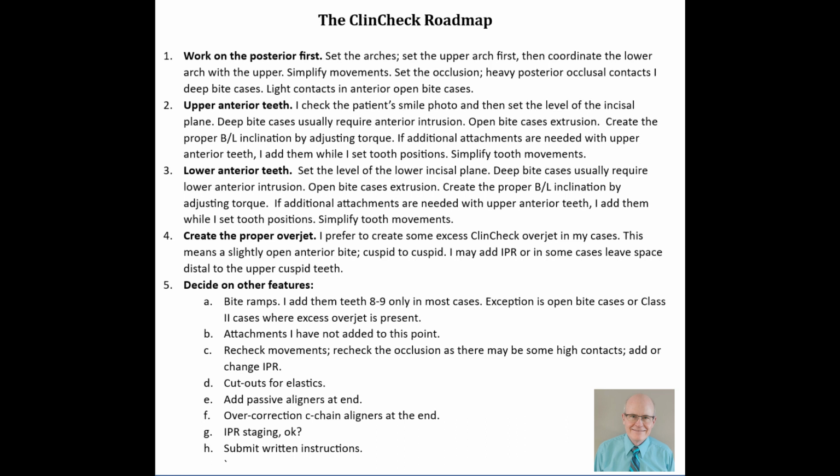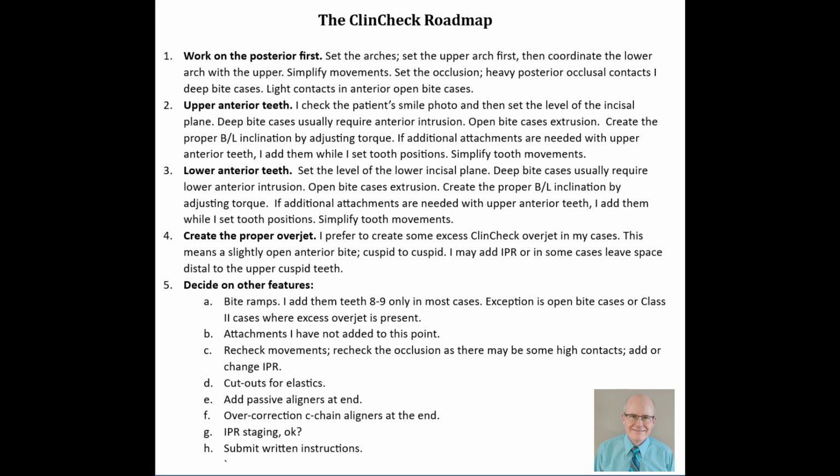So once I finish with the upper teeth, I just go down to the lower anterior teeth and I essentially do the same thing. I check the level of the lower incisal plane. In deep bite cases, they'll usually require anterior intrusion, so I make sure that there's enough intrusion. Open bite cases often will require extrusion. I check the buccal lingual inclination, just like I do with the upper anterior teeth, and if needed, I'll adjust the torque. If additional attachments are needed, then I'll usually add them while I set the tooth positions. And I also check and simplify tooth movements as much as possible.